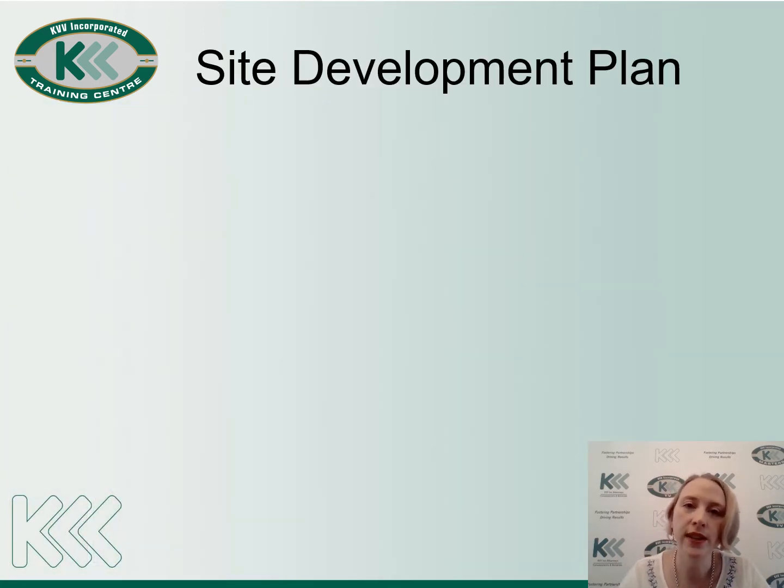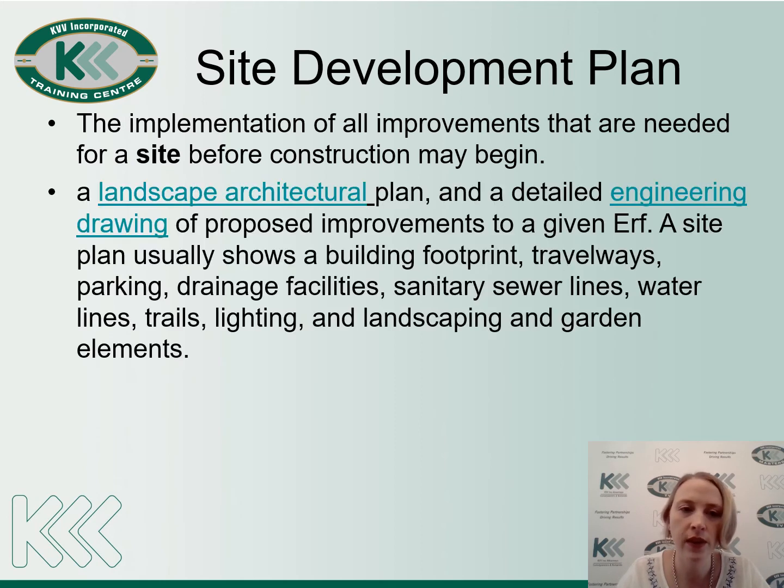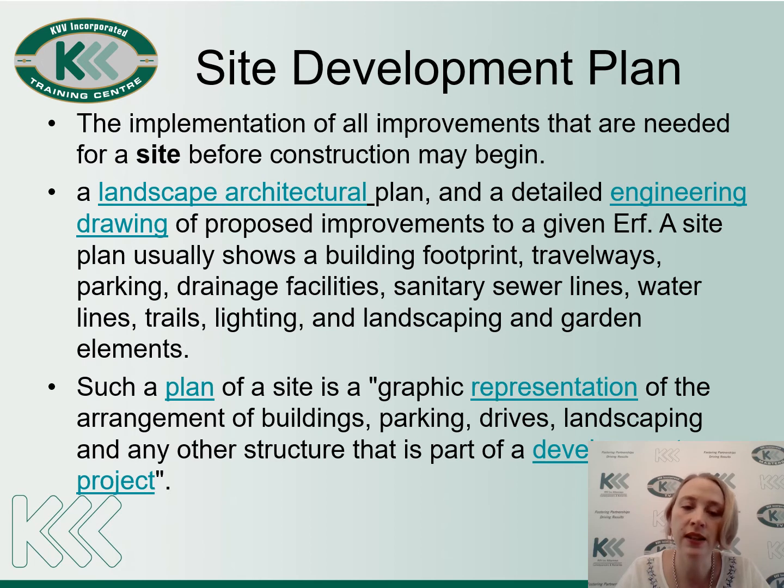The requirements for a site development plan are as follows. The implementation of all improvements that are needed for a site before construction may begin. A landscape architectural plan and a detailed engineering drawing of proposed improvements to a given erf. A site plan usually shows a building footprint, travelways, parking, drainage facilities, sanitary sewer lines, water lines, trails, lighting, and landscaping and garden elements. Such a plan of a site is a graphic representation of the arrangement of buildings, parking, drives, landscaping, and any other structure that is part of a development project.